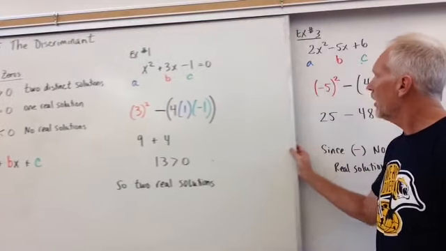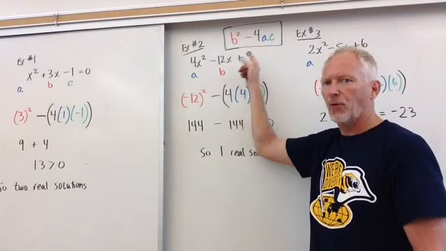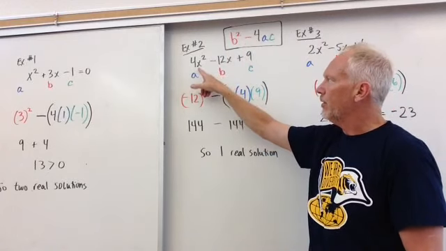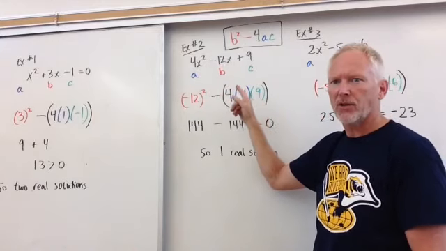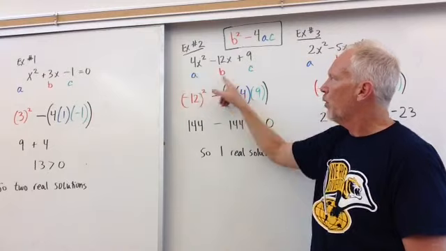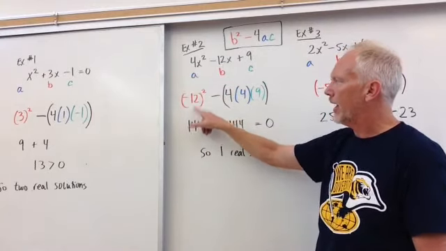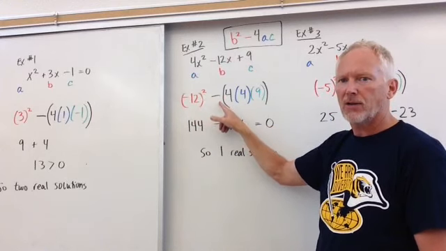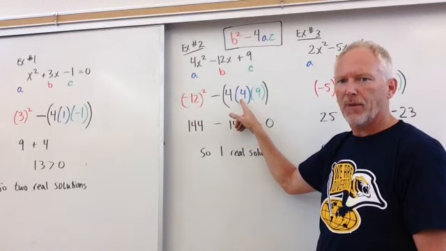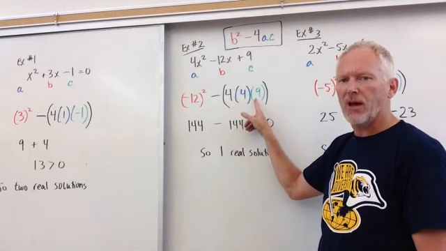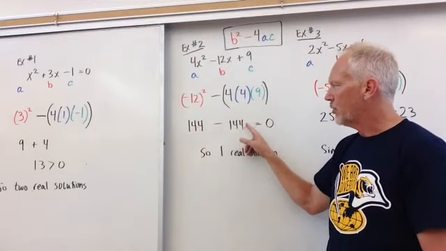Okay, another example. Here's our discriminant b squared minus 4ac. We have the quadratic 4x squared minus 12x plus 9. Our a is 4, our b is negative 12, our c is 9. So plugging that in, we get negative 12 squared, minus the quantity 4 times a, which is 4, times 9, which is your c value. And that's 144.